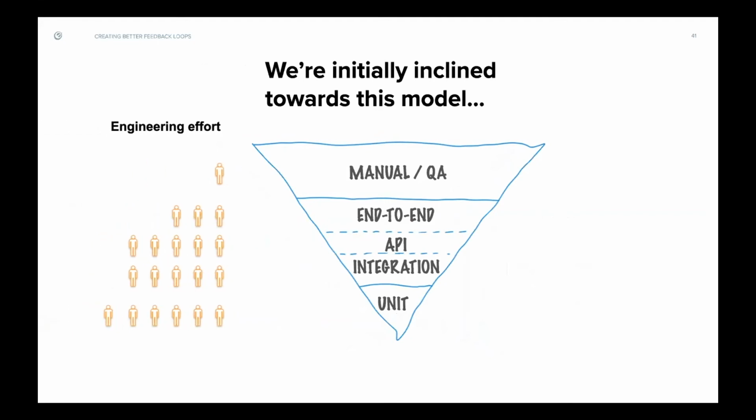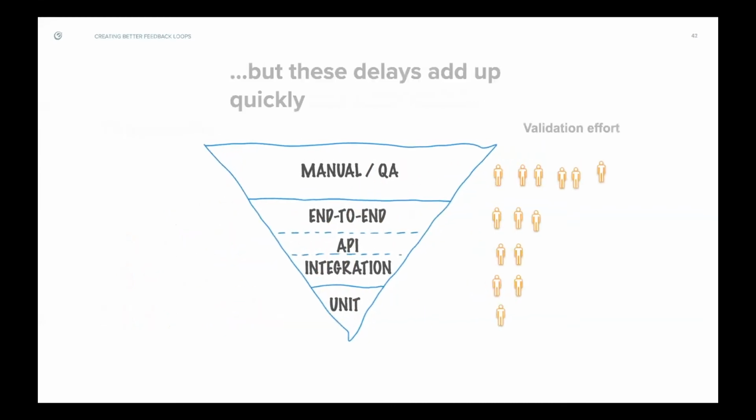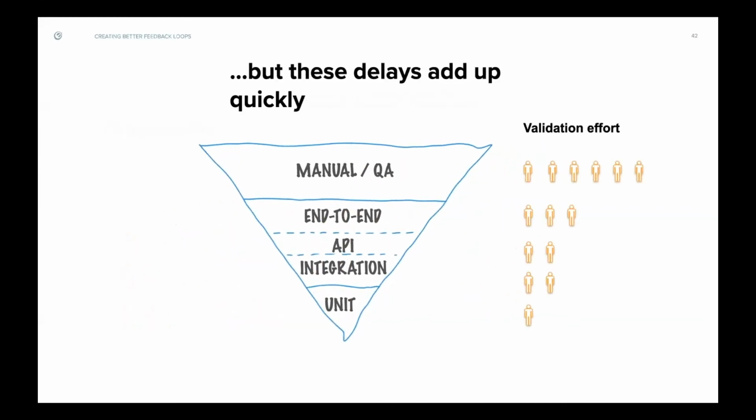And while we're initially inclined towards this model, you can quickly see why, psychologically, we're inclined to it. The engineering effort is very low when you assume a top-heavy approach here, whereas the engineering effort to build out unit tests and every other aspect is high. But that has a corollary: the validation effort is also much higher when you sacrifice the developer effort for the validation effort.